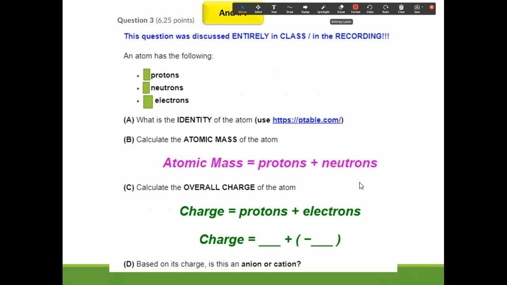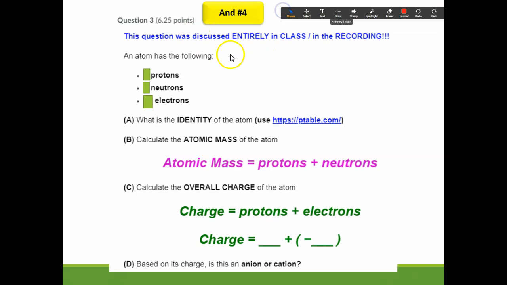All right, so let's go ahead and take a look at questions 3 and 4. So 3 and 4 look very similar to each other. The question says that you have a certain number of protons, neutrons, and electrons. Again, everybody will have different amounts. So the question is, what is the identity of the atom? Then it asks you to calculate atomic mass, calculate the overall charge, and then based on its charge, determine if it's an anion or a cation.